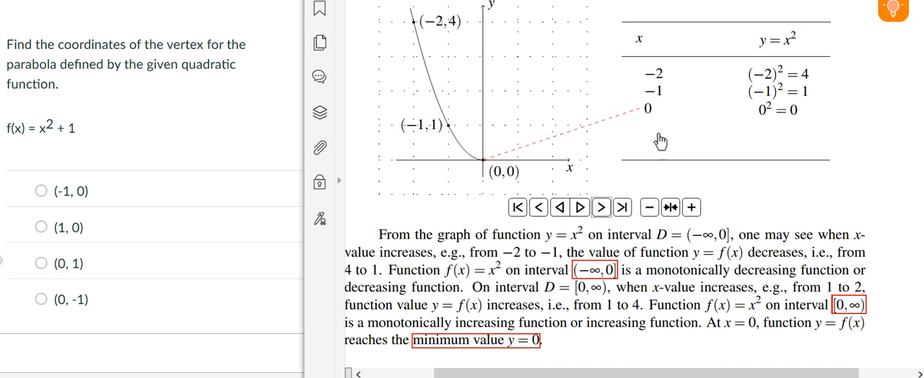Similarly, if you add 1 on x squared, like here, you will go to 0, 1. This point will be 0, 1. It was the vertex here on origin. Then for this one, it will be 0, 1. That will be the one right here. Similarly, the graph is shifted 1 unit.